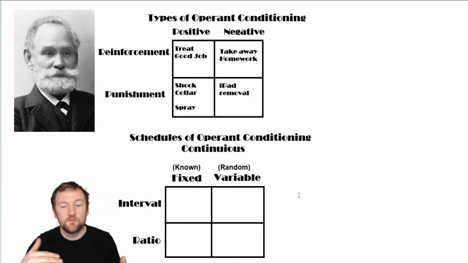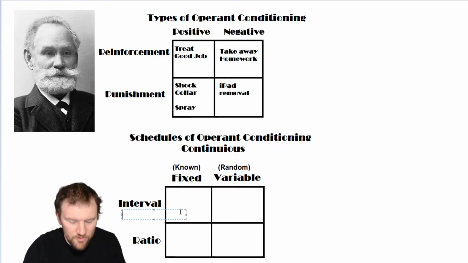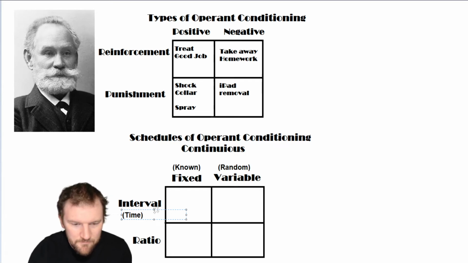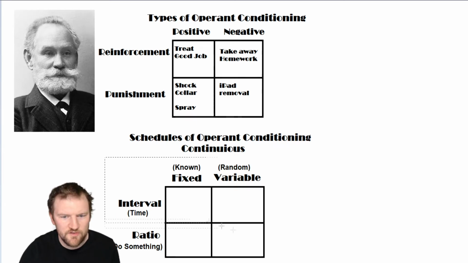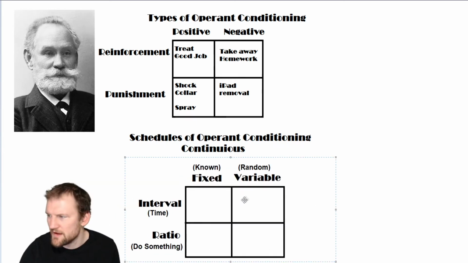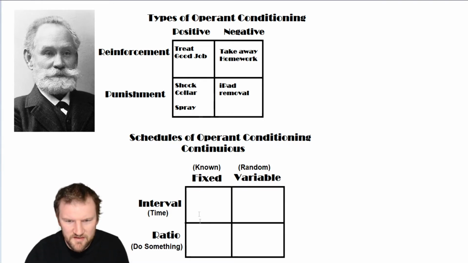So fixed means you do know, or it's predictable. Variable means you do not know, or it's random or unpredictable. Interval is totally based on time. And ratio is, rather than being rewarded purely based on time, you're rewarded after you actually physically do something, not just waiting. So let's talk about examples of these things.